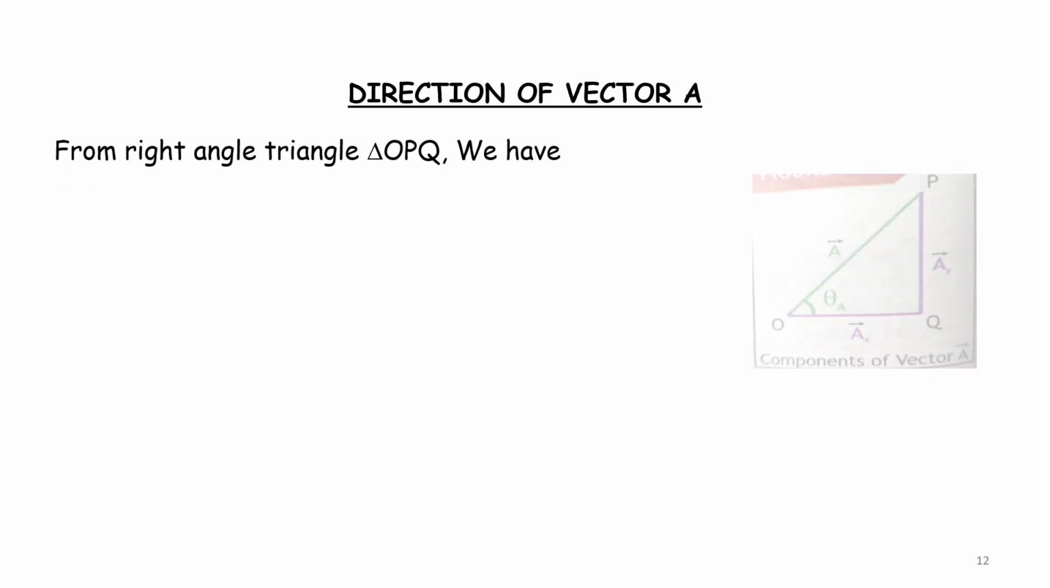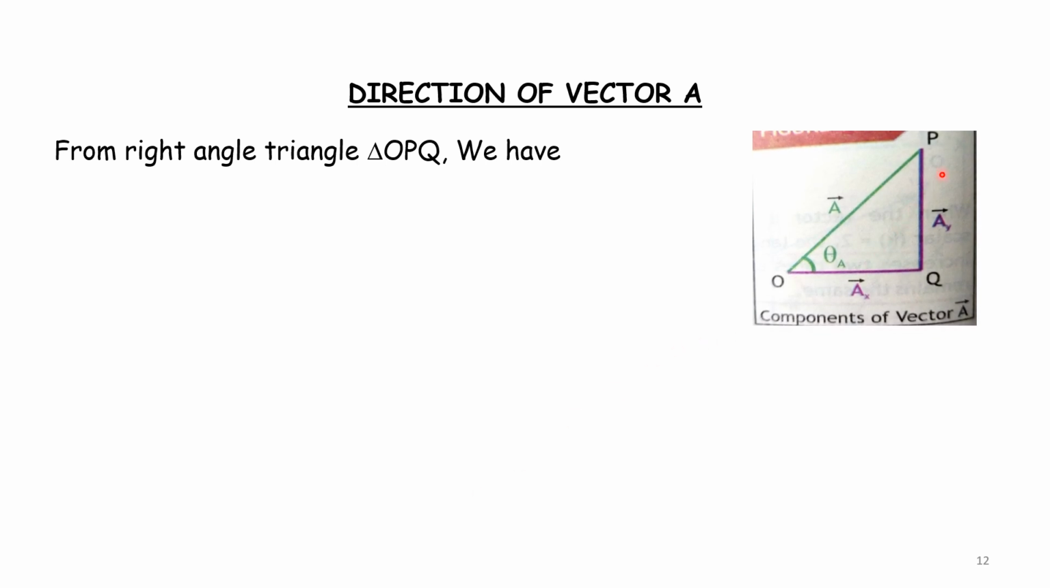We will consider the same triangle OPQ. We have used two trigonometric ratios, sine and cos, in order to find Ax and Ay. Now only a single trigonometric ratio is remaining, which is tangent theta, the combination of both sine and cos. In order to find direction, we will always use tangent theta, which is equivalent to perpendicular upon base. So perpendicular is Ay and base is Ax.